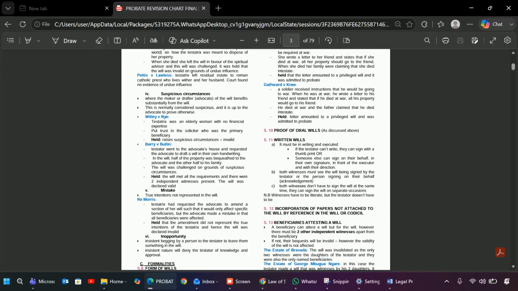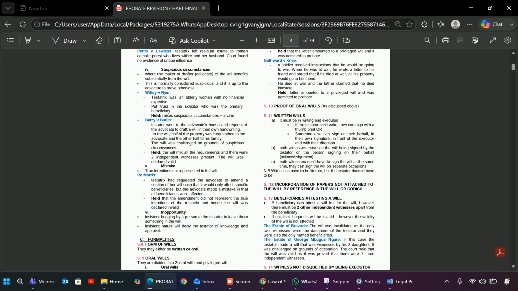Then we have the concept of written wills. Section 11 says that a written will must be in writing and properly executed. If the testator can't write, they can sign with a thumbprint, or someone else can sign on their behalf, in their presence and with their direction.